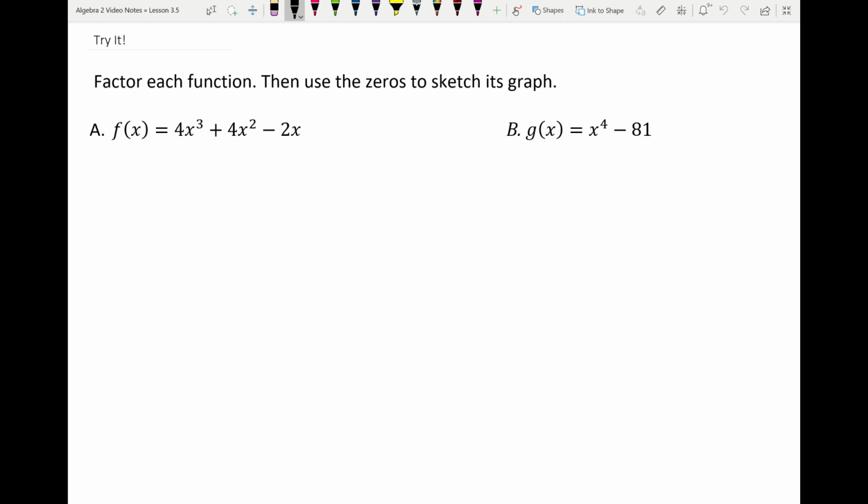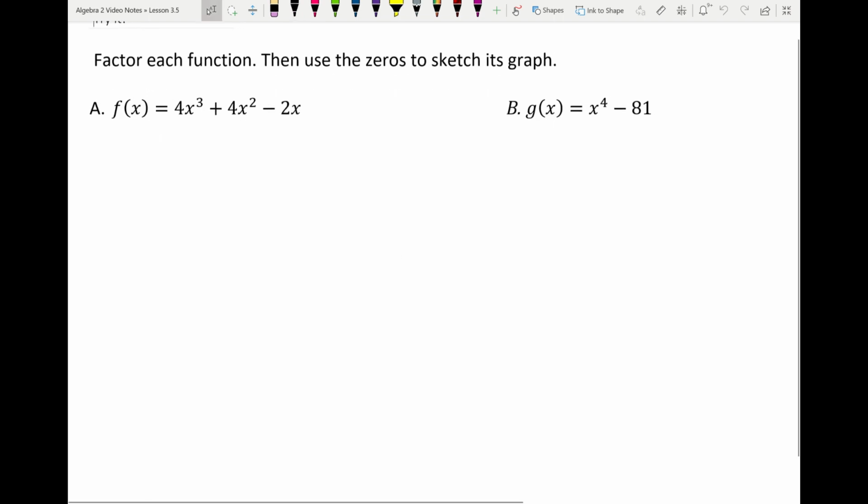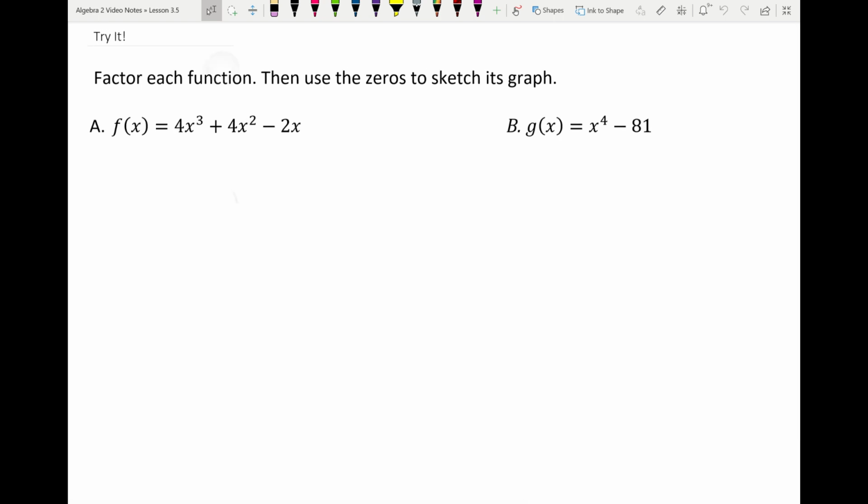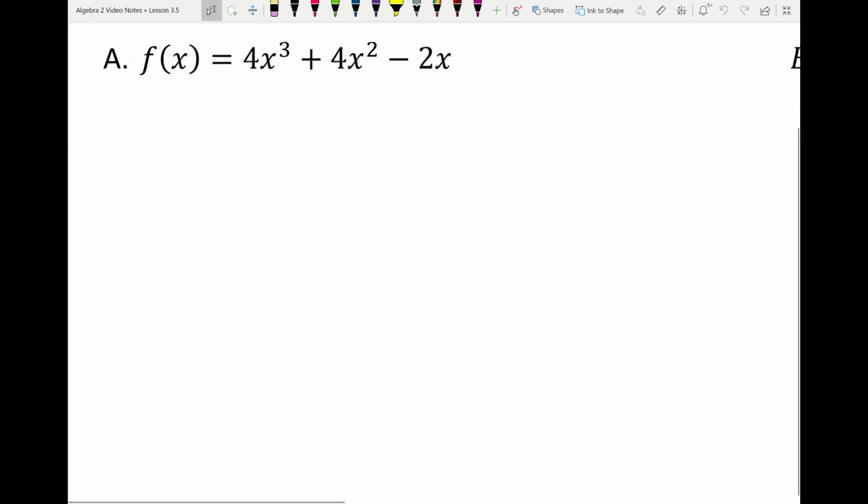All right, so let's go ahead and talk about the problem. So we have to actually factor this. It's not factored for us. So let's look at the first one. We want to, of course, set this equal to 0 to find the zeros. But we want to factor, right? I noticed that every single one of them has an x. I can pull out an x and I can pull out a 2. So I can factor out a 2x.